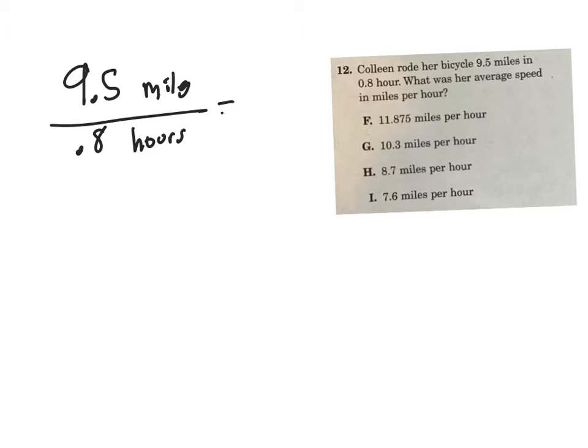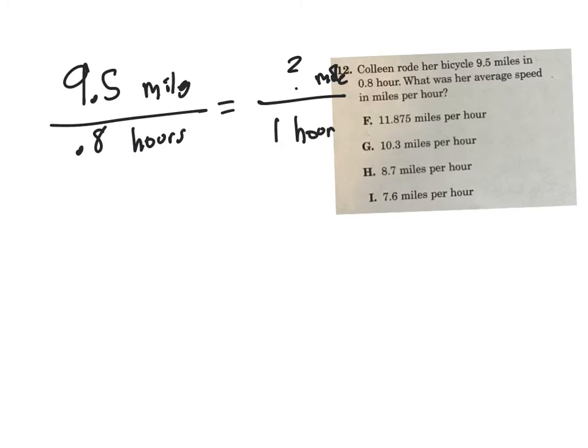Colleen rode her bike 9.5 miles in 0.8 hours. What was her average speed in miles per hour? Okay, so we have 9.5 miles in 0.8 hours. And I want to know if that's 1 hour, how many miles is she going? Now this one is a little tricky, so it's going to be miles.